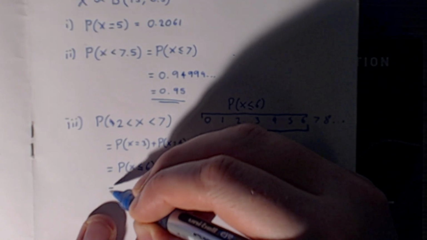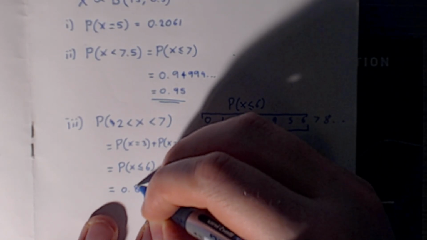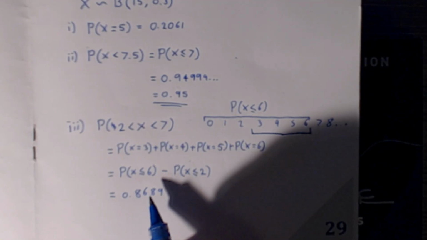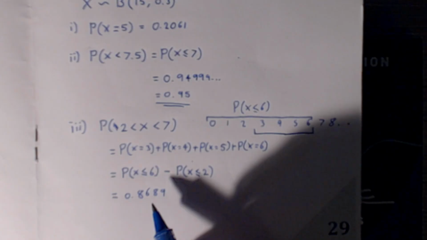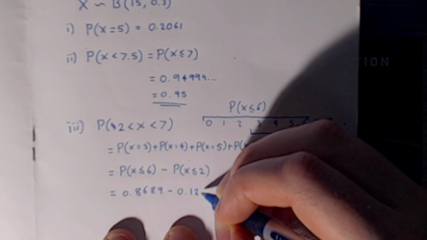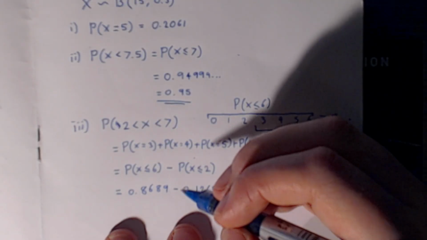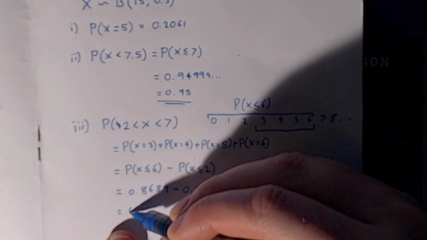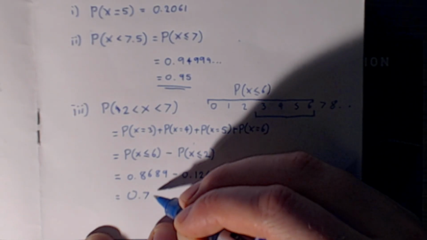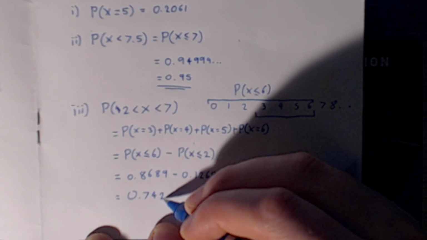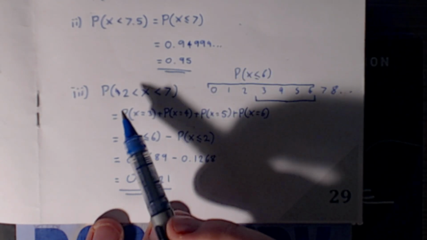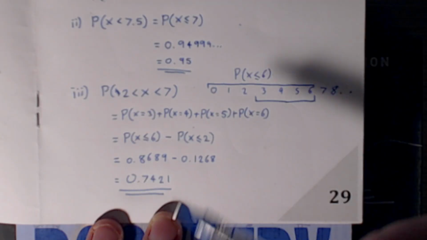Now we put this into our calculator, and we get these two values. We get 0.8689 as our probability that x is less than or equal to 6. And for the probability that x is less than or equal to 2, we're going to subtract 0.1268. We do this subtraction and we should be left with 0.7421. And that is our probability that the number of wins is more than 2 but fewer than 7.